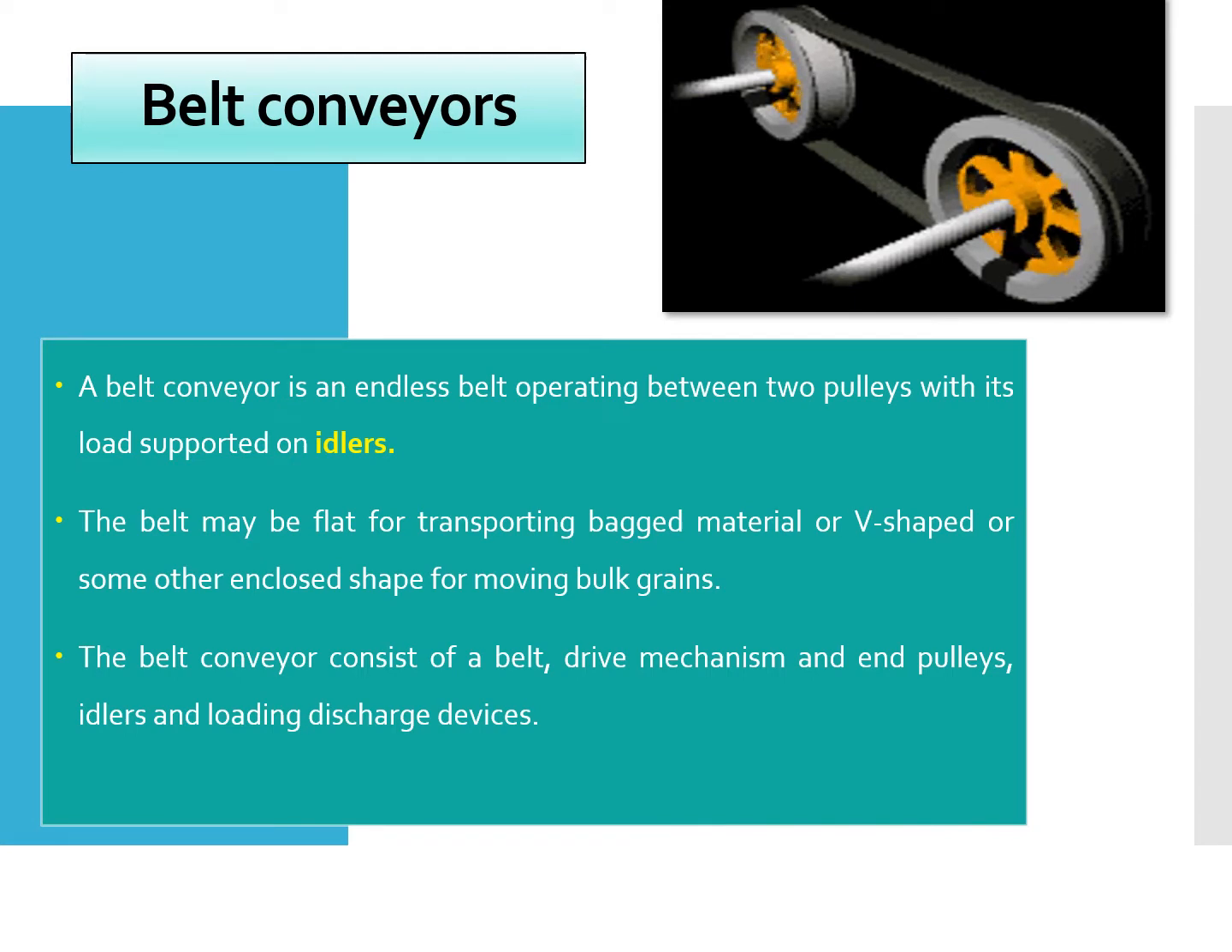Basically, idlers are used to change the rotational direction of the output shaft or to fill a large gap between the input and output shafts without affecting the speed ratio. The belt may be flat for transporting bag material, or V-shaped or some other enclosed shape for moving bulk grains. The belt conveyor consists of a belt, drive mechanism, end pulleys, idlers and loading and discharge devices.